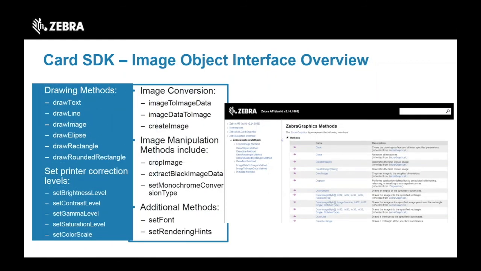So the other important portion of the SDK is how you can manage the image object. So we can see how you can do that. On the left side, basically all of the methods that you can use, and you can draw text, line, image, ellipse, rectangle, etc. And also you can do corrections. So you can do brightness, contrast, gamma, saturation, color. You can do image conversion. You can manipulate the image. And also you have additional methods to render or to do fonts.